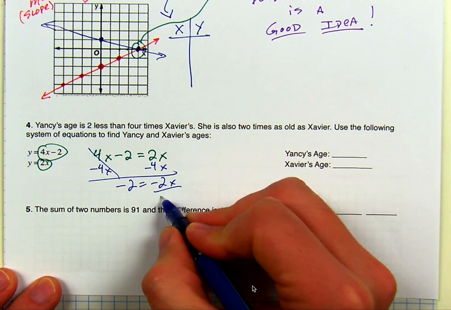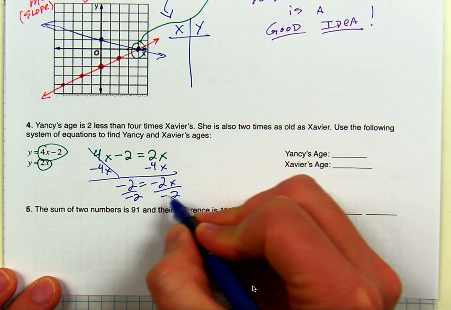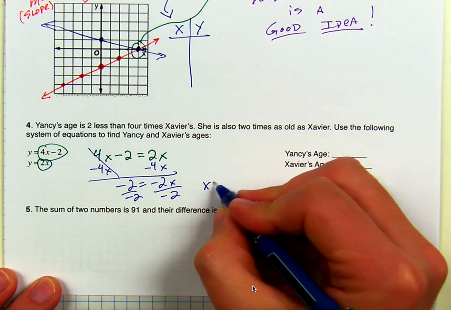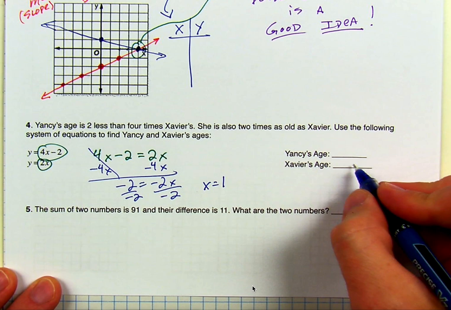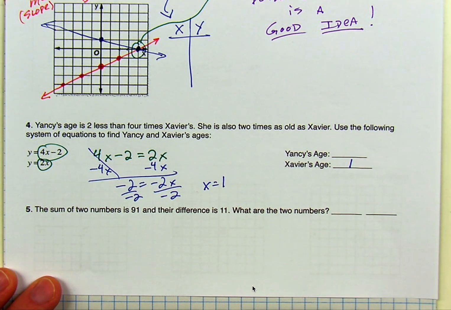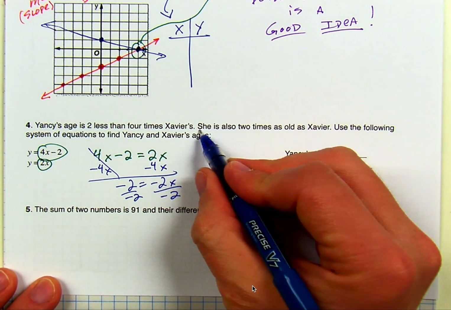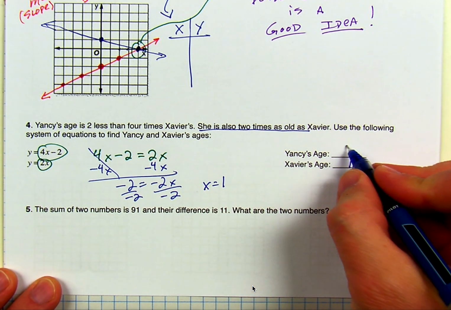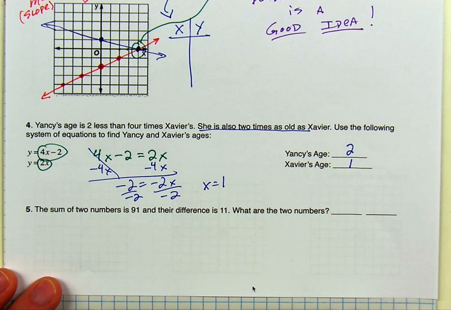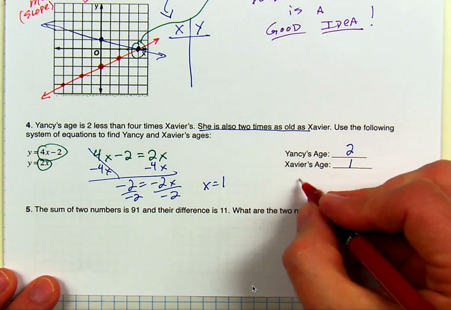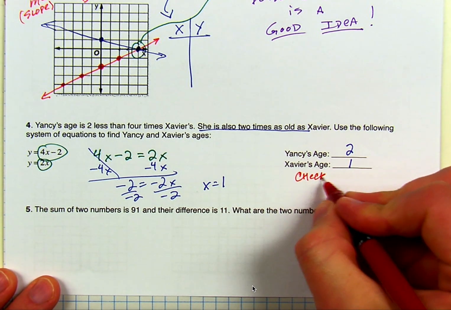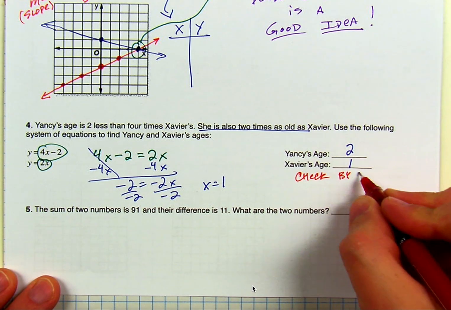Divide by -2, divide by -2. What's -2 divided by -2? X equals 1. So Xavier is 1 year old. Yep. And then it says Yancey is 2 times as old as Xavier. So Yancey is 2. Now go back and check your answer by rereading.